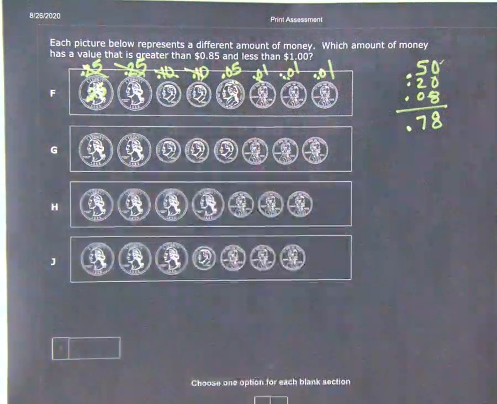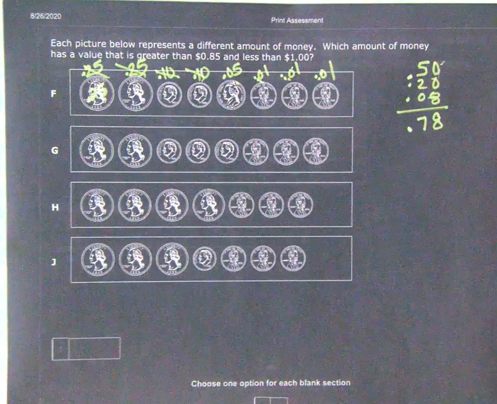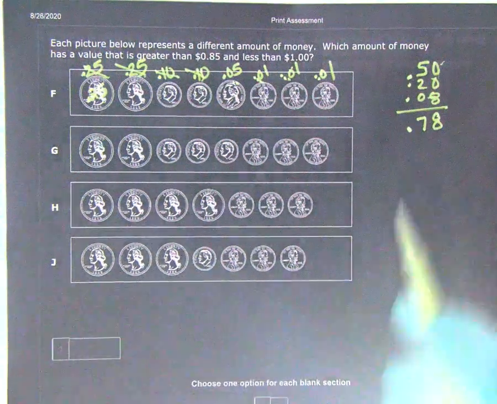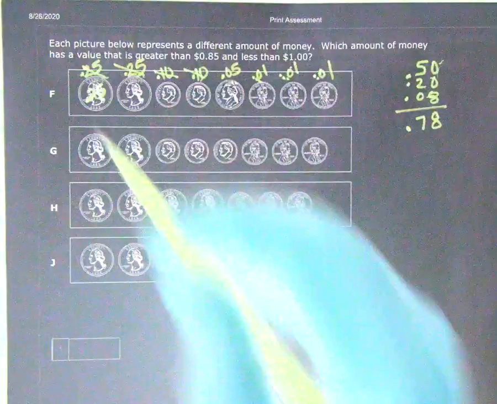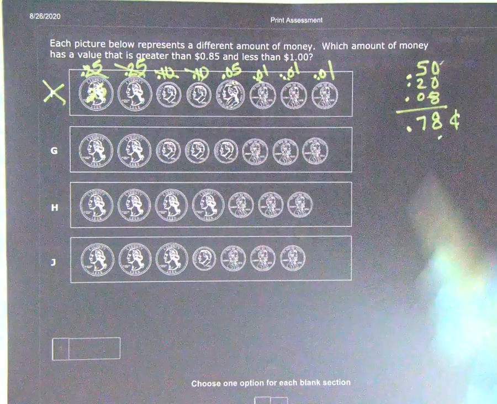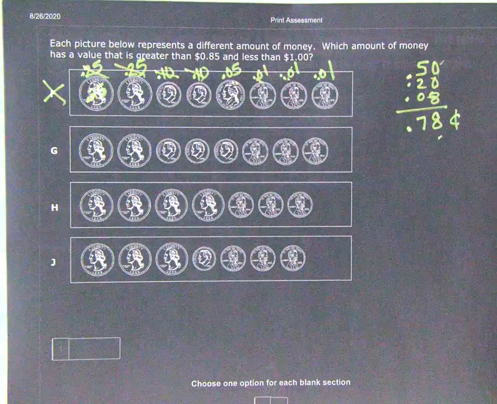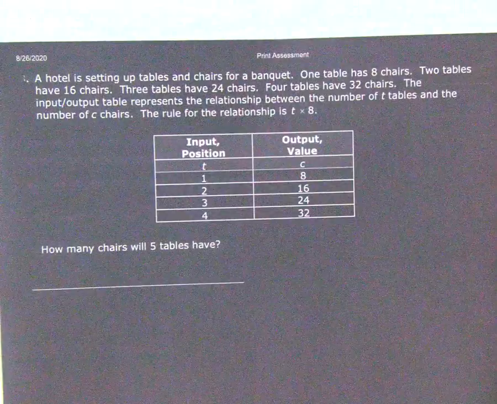It's not greater than 85. It is less than $1, so it does meet that criteria, but it's not greater than 85. So that means it's not going to work. It has to be more than 85 cents, but less than $1. So it meets half the criteria. Okay, and just follow that same strategy for the rest of the problem.